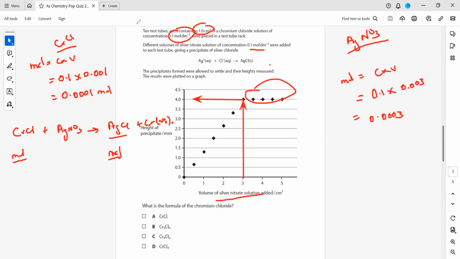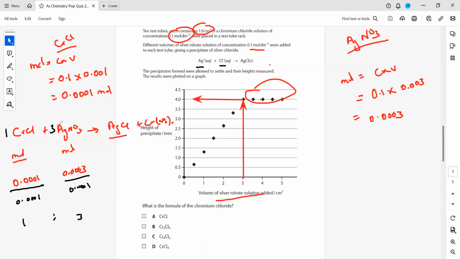So what is the mole ratio? What is the mole ratio between chromium chloride, which was 0.0001, and this is 0.0003. So when we take the simplest ratio between them, we divide both of them by the smallest value, 0.0001. So this will be 1 and this will be 3. So 1 chromium required 3 silver nitrate. So how many chlorides are there? Because each silver ion reacts with one chloride ion.